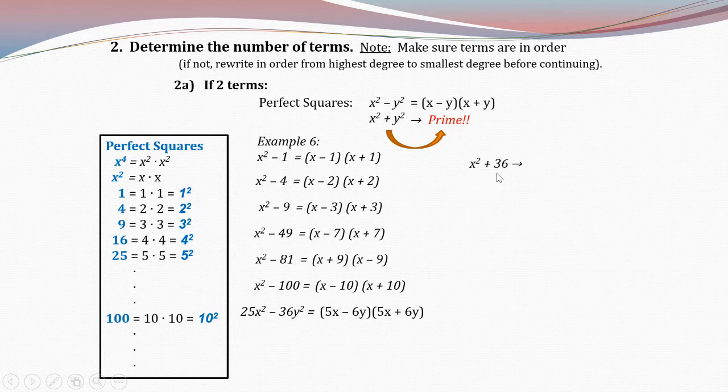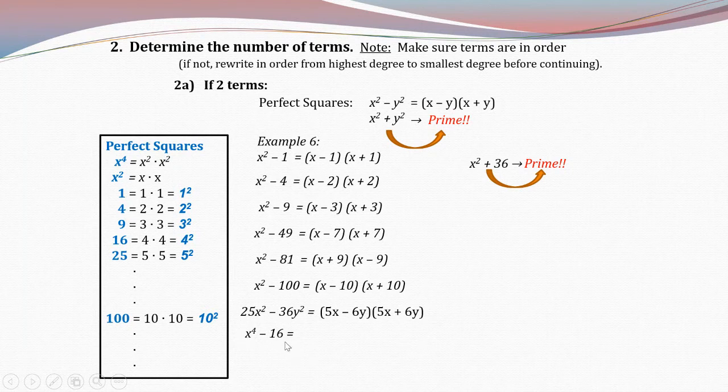How about x squared plus 36? This will be prime. Why? Because if it's plus, it's going to be prime. So please be aware of that. That's why these are called the difference of two perfect squares. There's no such thing as a sum of two perfect squares, because this cannot be factored. If it's plus between two perfect squares, it cannot be factored. That's why it's called prime.